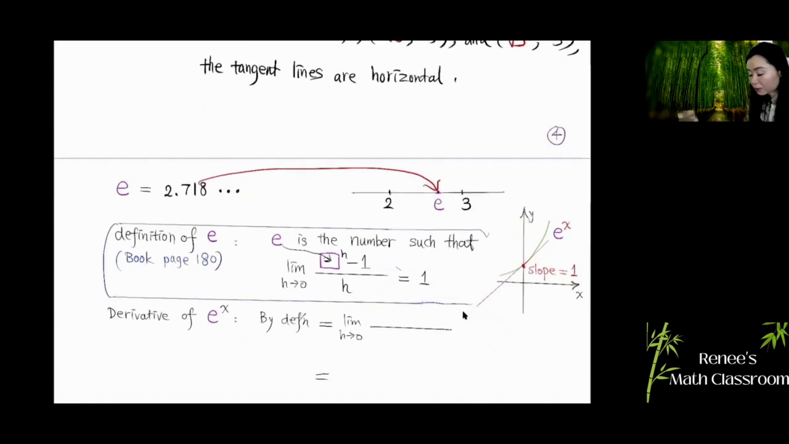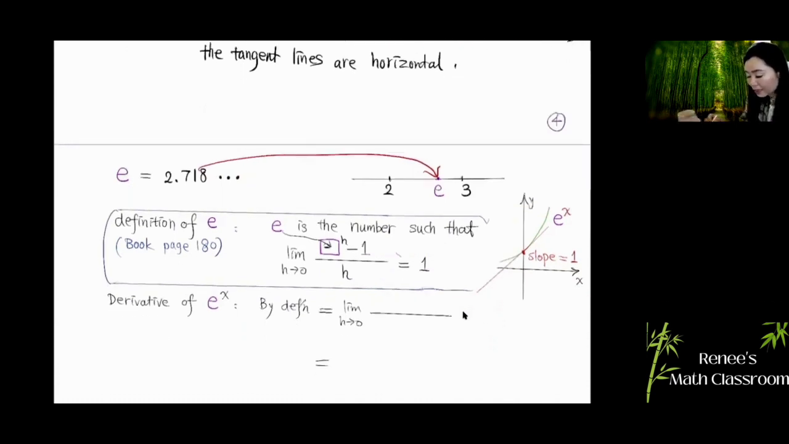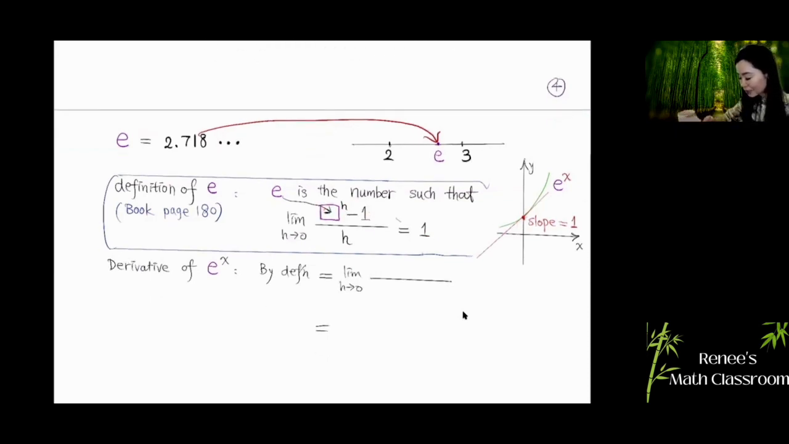Somewhere over here, it's about 2.7. Okay, the definition of e, in our book on page 118, they define e this way. e is a number such that when you take the limit of this quotient, that limit is equal to 1. Now this quotient has something to do with the slope of the exponential function, e to the x.